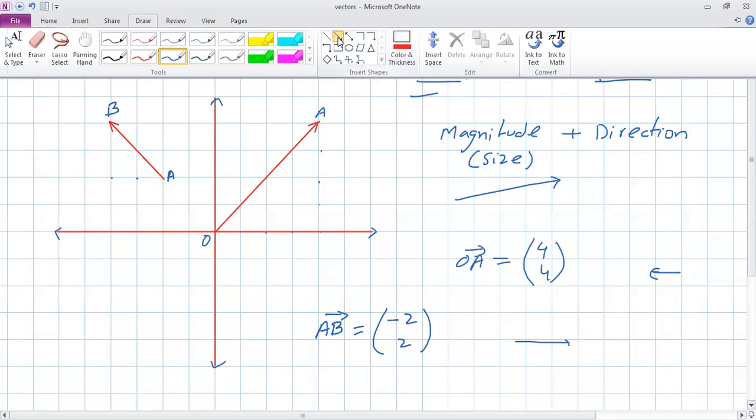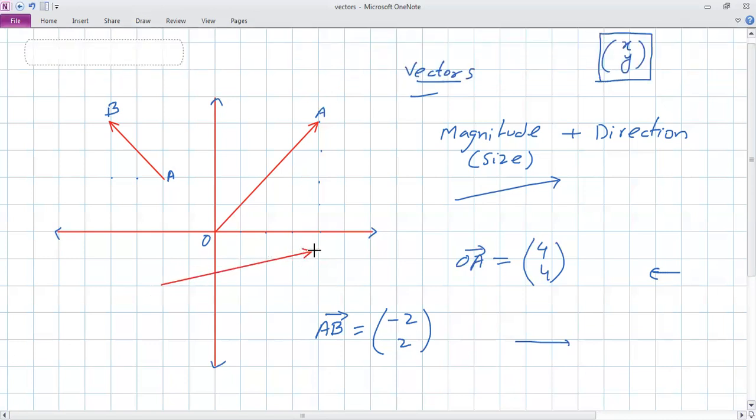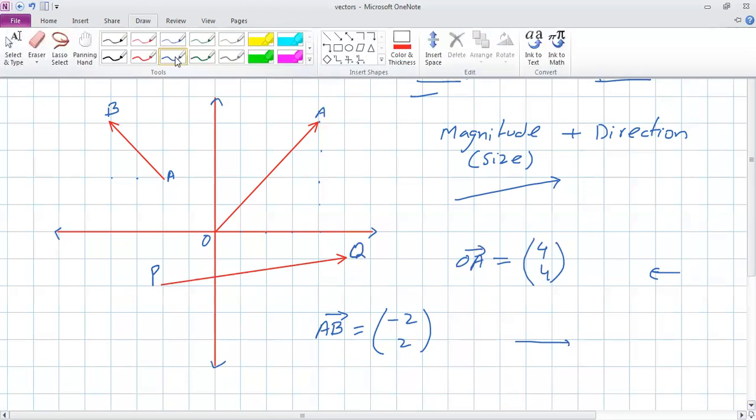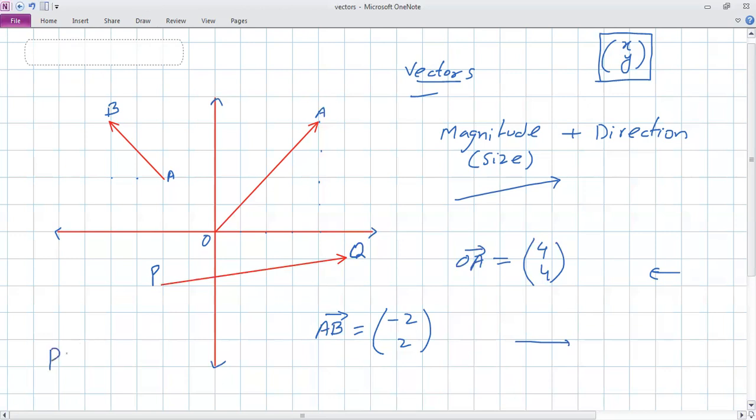Let's take another example. Let's say this one, which is a vector PQ. This is P, this is Q. Now, if I write this vector PQ in the form of a column vector, what will it be? 1, 2, 3, 4, 5, 6, 7. 7 steps are horizontal toward the right. And how many steps then from here? 1 step upward, so it's 1. So PQ is (7, 1).